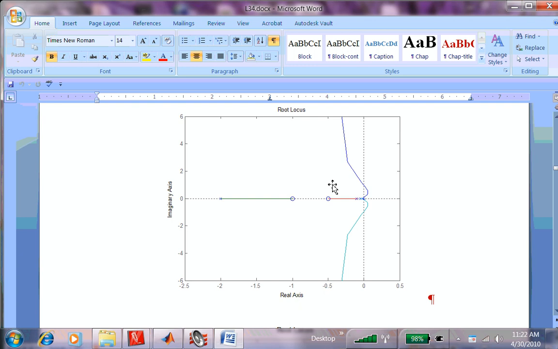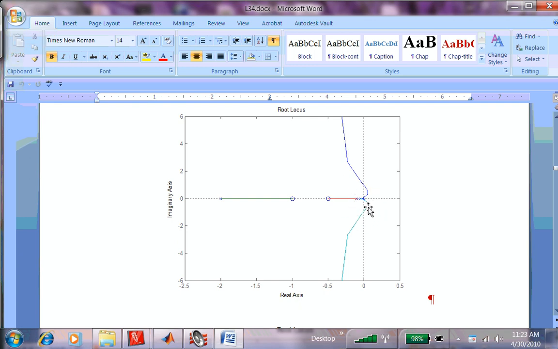Some of them will go towards infinity. And some of them will be attracted towards a zero. You can tell exactly how many of them depending on the degree of the numerator. Okay? That's all you can say. You cannot say which one is going to be connected to what. That you need to generate the graph to see. So this structure is what I want you to focus on, okay?